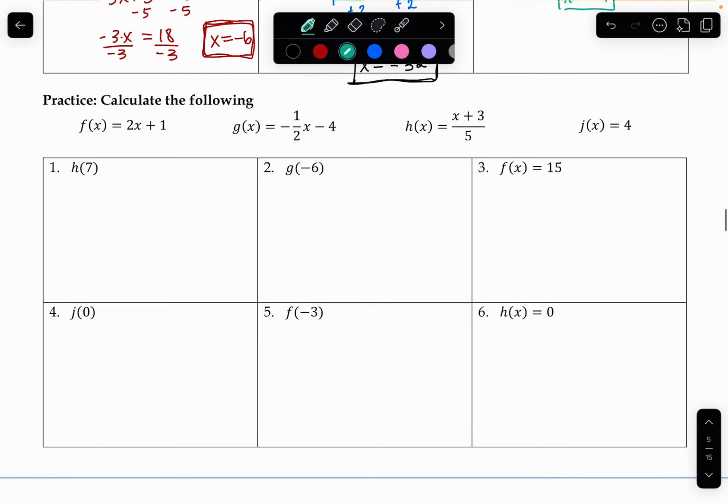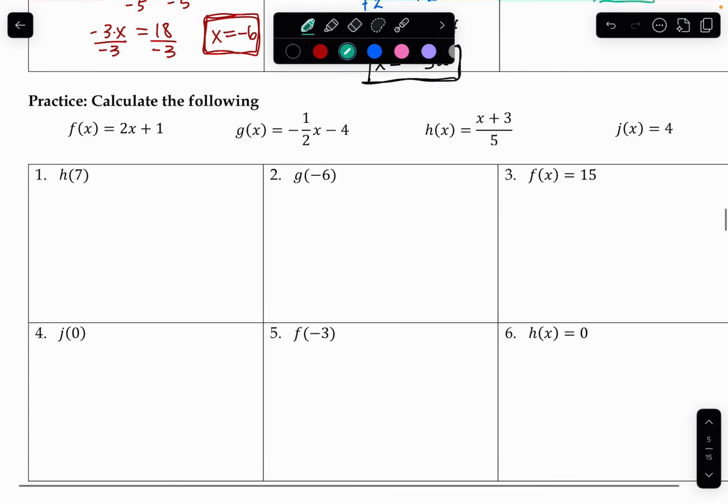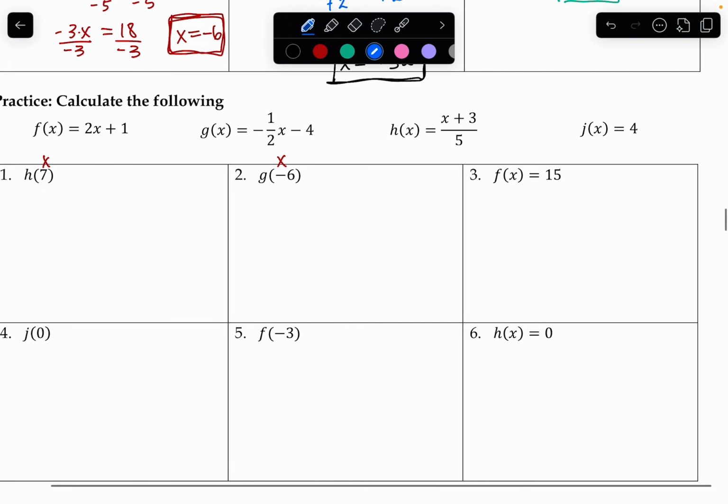Right? And so for these practice problems, we're given 4 different functions. And in the case of the first 5, you are given x values. X is 7. X is negative 6. Or in 3, we're given a y value. We don't know x. So you're trying to find the x.